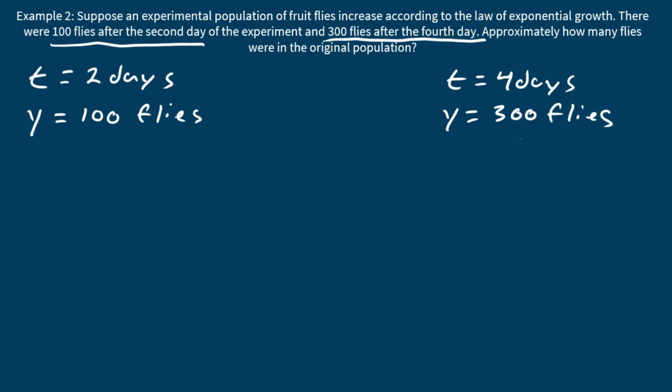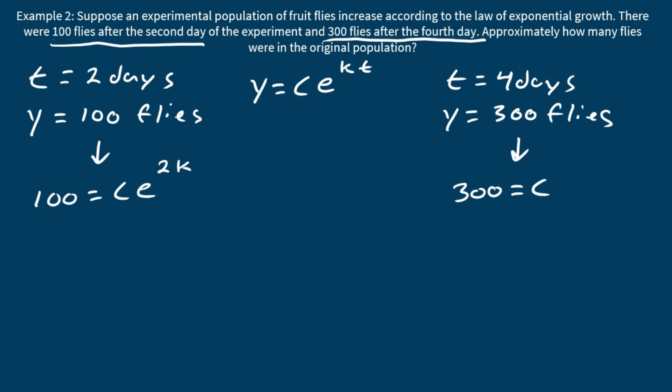And now, let's go ahead and write down our exponential growth and decay model. Remember that it's y is equal to c e raised to the k times t. For both of these sets of conditions, I'm going to write down our model. So this first set over here, y is equal to 100, and that is going to be equal to c times e raised to the 2 times k, since 2 is equal to t. Now on this side, we're going to do the same thing. y is 300. That's going to be equal to c times e raised to the 4 times k, since t is 4.